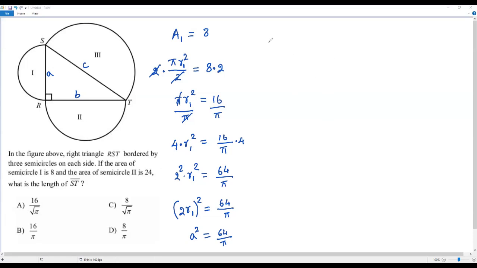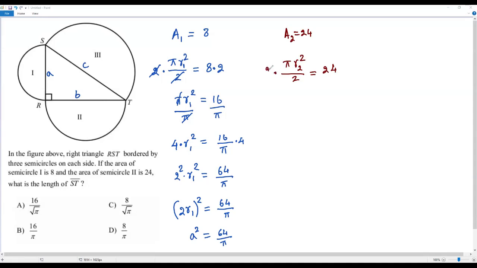Okay, now we have to do the same process for the area of semicircle 2, that is given over here as 24. Let me write it over here. A2 equals 24, that is the area of semicircle 2. Then we can write pi R2 square divided by 2. Since we have the area of the semicircle, I just divided the area of the circle by 2. And this R2 represents the radius of the semicircle, which has area 24.